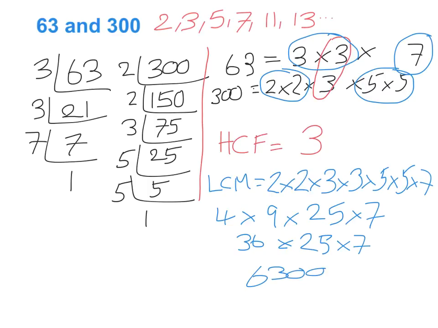So the highest common factor of 63 and 300 is 3. The lowest common multiple is 6,300. And this one demonstrates why the method of the product of primes is so important, because to try and work this one out by logic, you would have been there a very long time.